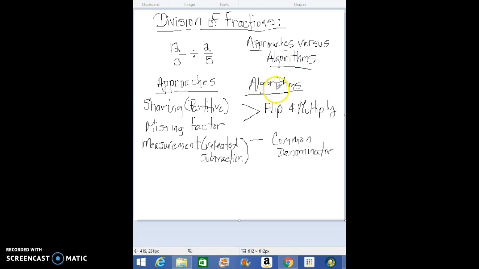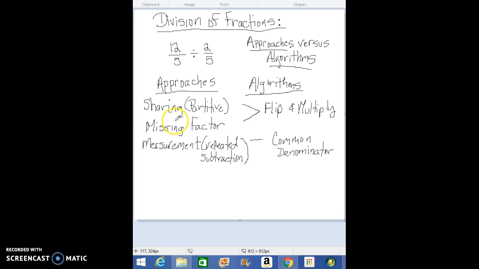Algorithms, on the other hand, are a set of steps that you can follow in order to find the quotient of a division problem or the difference of a subtraction problem or whatever it is. But algorithms are just a series of steps. Often, algorithms are taught without the approaches backing them up, and these become just a meaningless set of steps that students might be able to use but often forget about down the road.